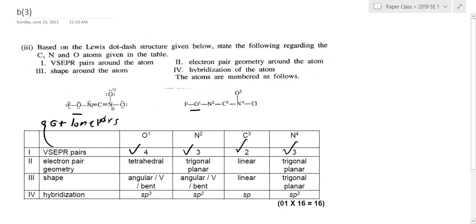This one, 3 VSEPR pairs. You should consider the electron pair geometry. It means it only needs the VSEPR pairs. How many sigma bonds doesn't matter for that, it is needed for the shape. So how many VSEPR pairs? 4. Then tetrahedral. Here if VSEPR pairs are 3, trigonal planar. Very easy these things. If 2, linear; if 3, trigonal planar. It is in the book, something you have to memorize.